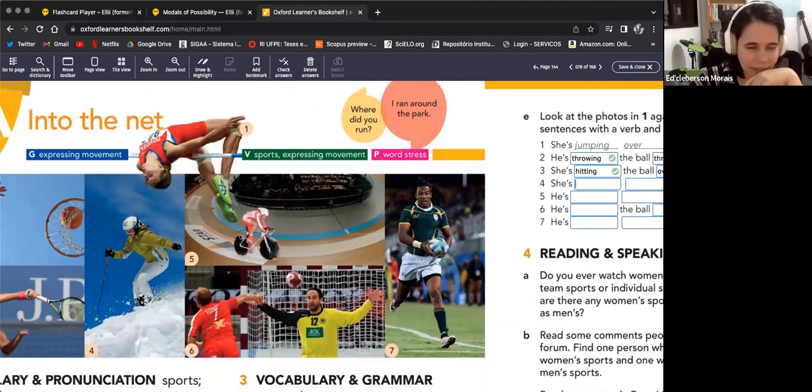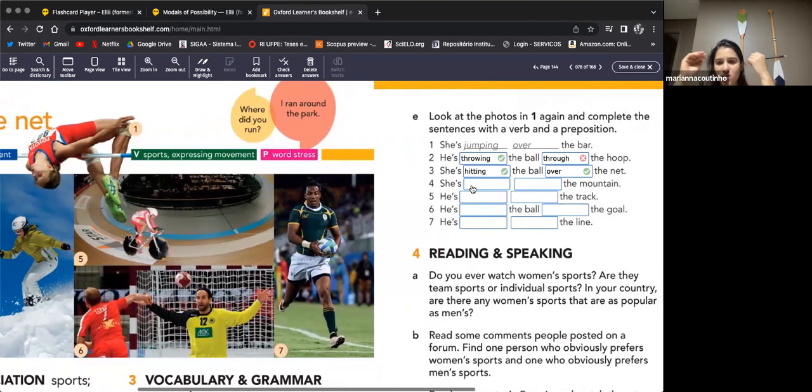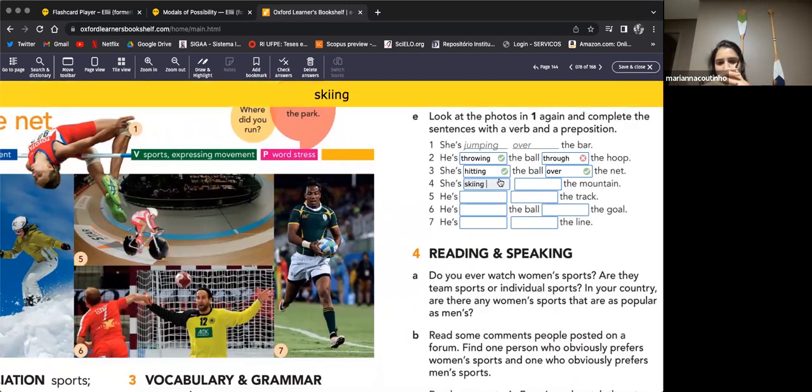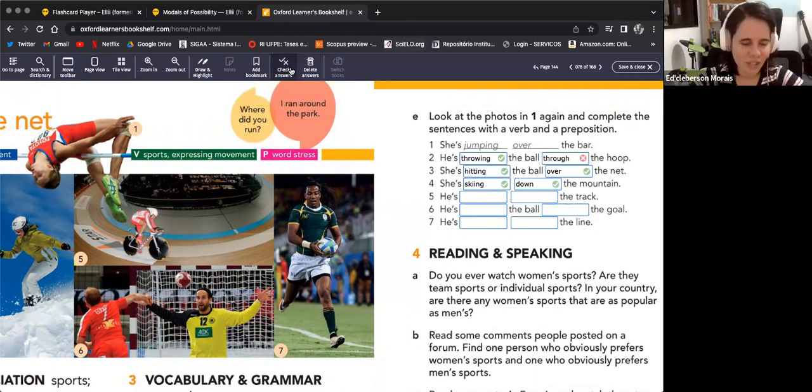She's skiing over the mountain. Down. Oh, down. Yes, correct. Over seria se ela estivesse passando por cima, mas ela está passando na montanha, ok? Down the mountain, down. Ela está descendo, ok? Skiing down. Five. His.